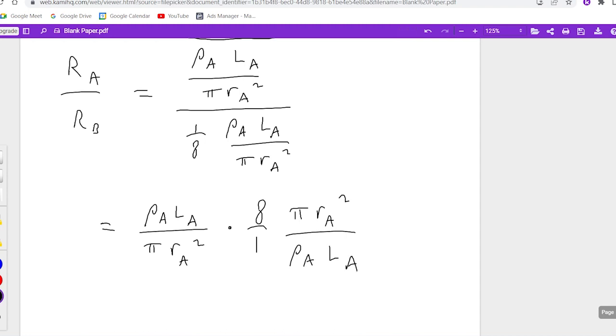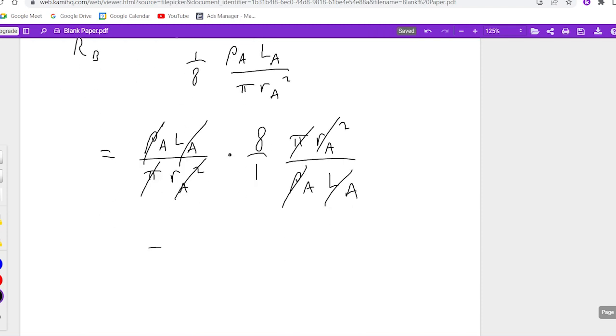Now I'm going to cancel out everything. Rho A cancels, LA cancels, RA squared cancels, and pi cancels because everything's in terms of A. And all you're left with is 8 over 1. The answer is just 8. That is the ratio of RA over RB. And in case you're wondering what this means in English, all this means is that RA is 8 times higher than RB. Resistance A is 8 times higher than resistance B. Pretty cool. Any questions on 24?